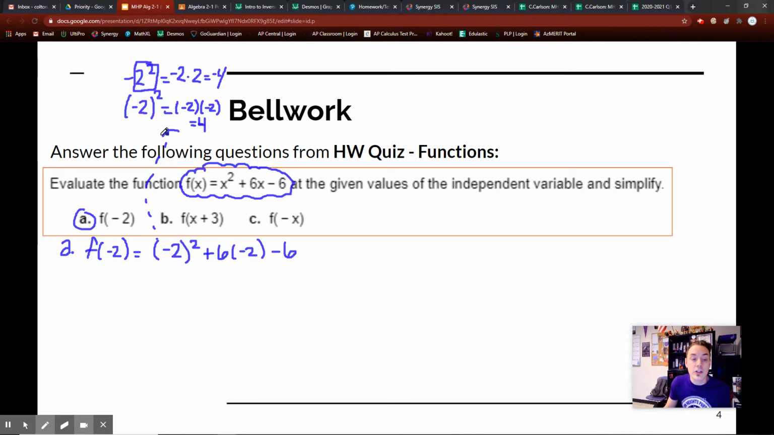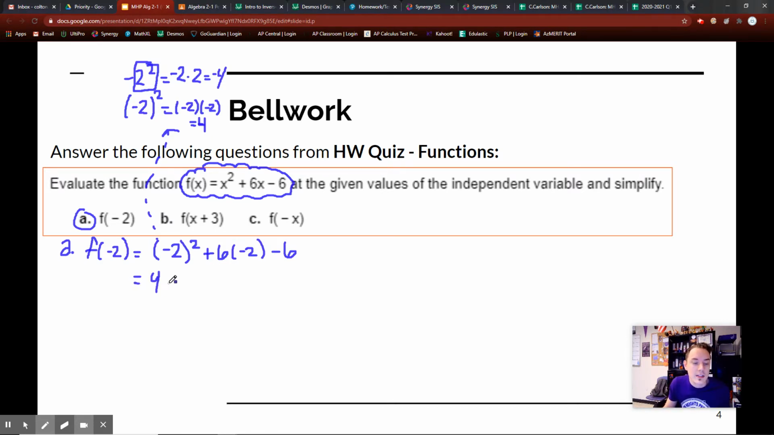All right, so make sure you use parentheses. They are your very best friend. Make sure you use parentheses, even if you don't know. If you're like, I don't know if I need to use parentheses or not, just use them. It's not going to hurt.